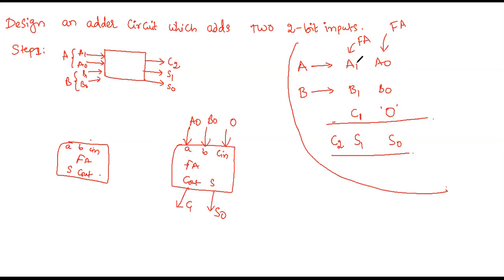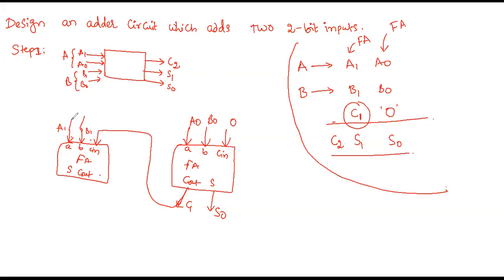Okay, come to the next bit. A1, B1, C1. So A is given to A1, B is given to B1, and for C in, you have to give C1. So draw the line from C1.